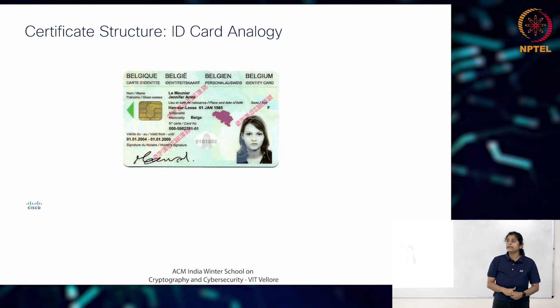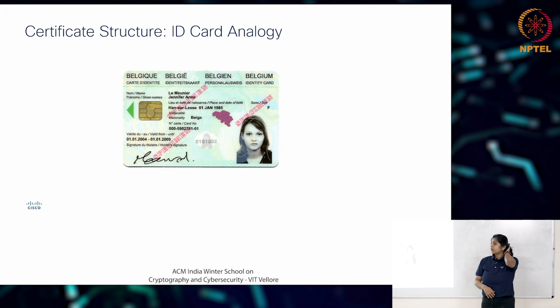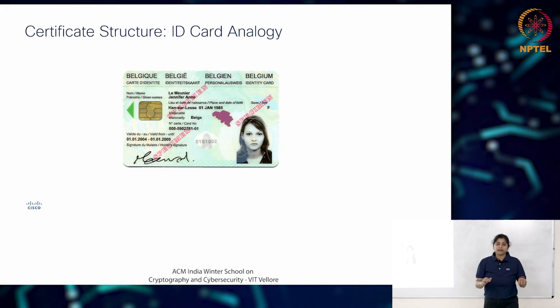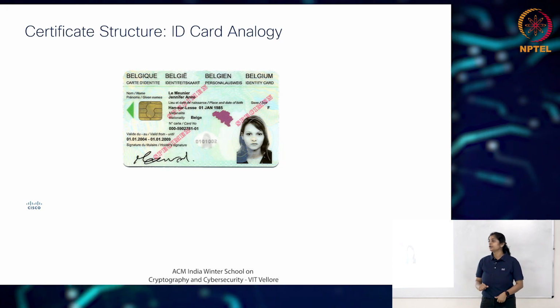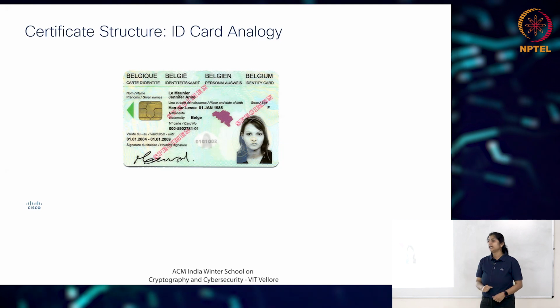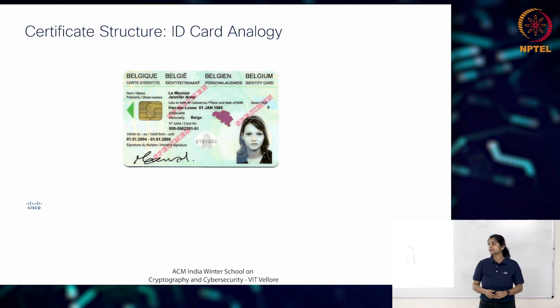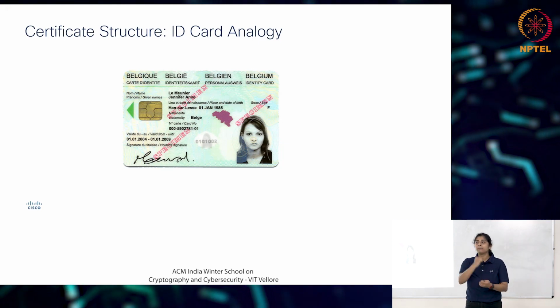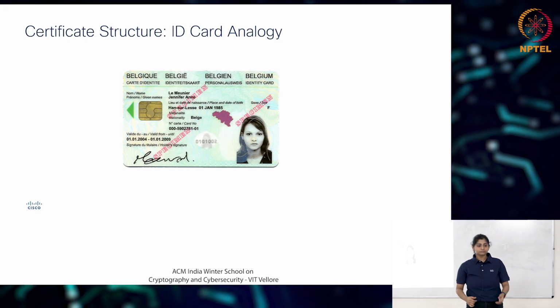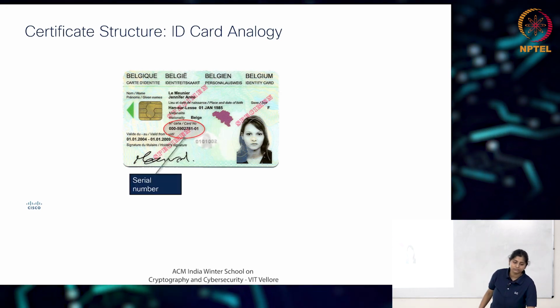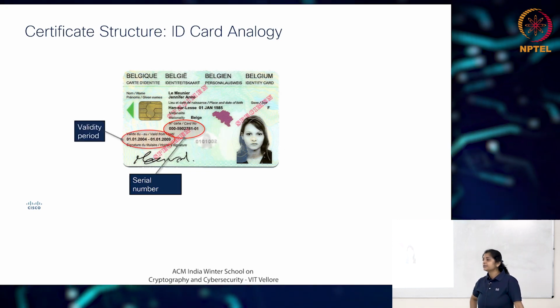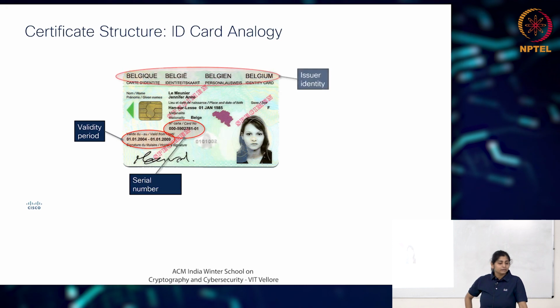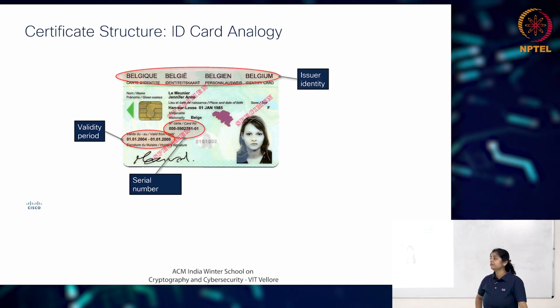Okay. So, if you are a router or a firewall or any network device and you get a certificate, think of it like you take driving classes and then you get your driver's license, right? So there is a stamp on it by the RTO and there is your information. There is a serial number, till when it is valid, the issuer identity, very important.